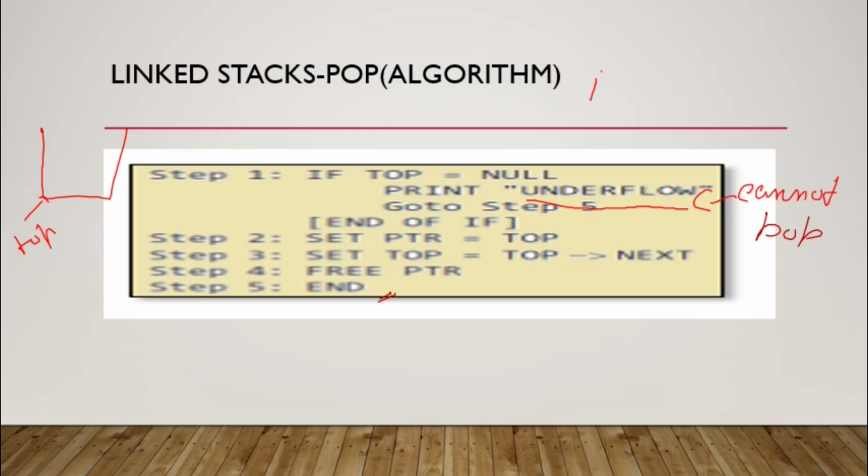But if that is not the case, say I have some elements here, 3, 2, and 1. One simple example I'm taking for you, and we know that this is top. Now, this is the else case. What we are doing is set pointer equal to top, so pointer will also be here, students. Then top is equal to top of next. So top will move here. That is how I delete this.